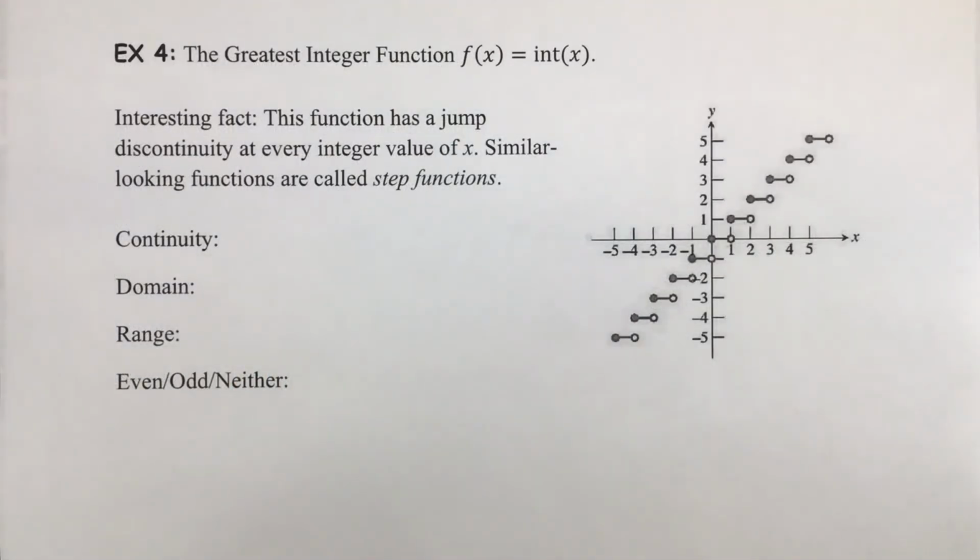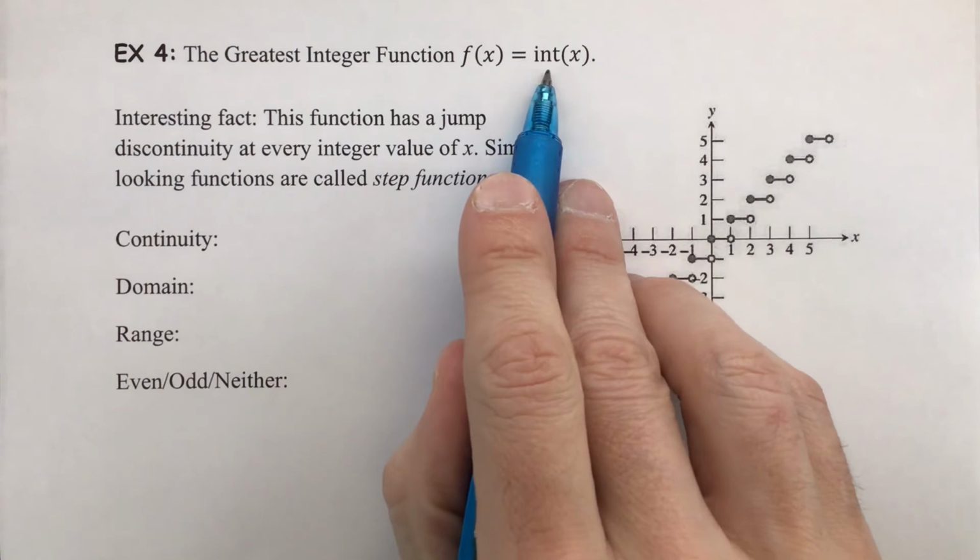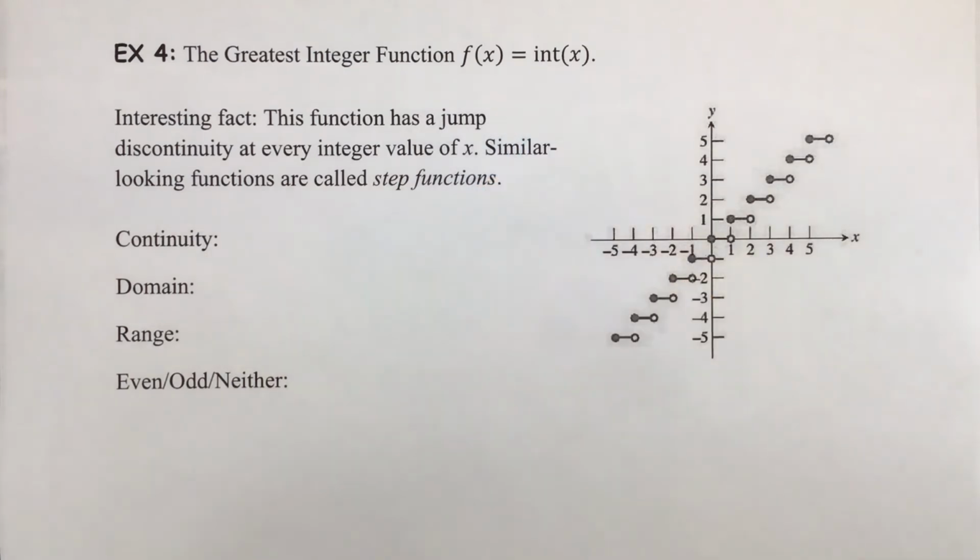Our fourth graph is a bit of an odd one. This is the greatest integer function, which we're going to simply describe as f of x is equal to int, which is going to stand for integer of x. Okay, notation is a little bit liberal here, but we're going to use that to represent the greatest integer function.